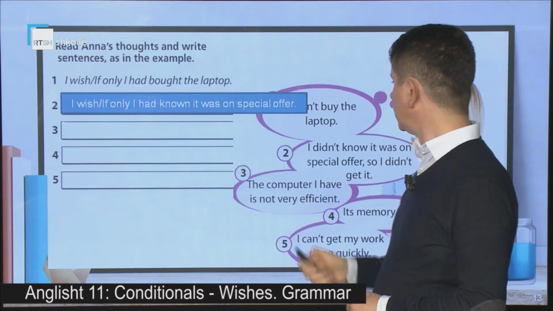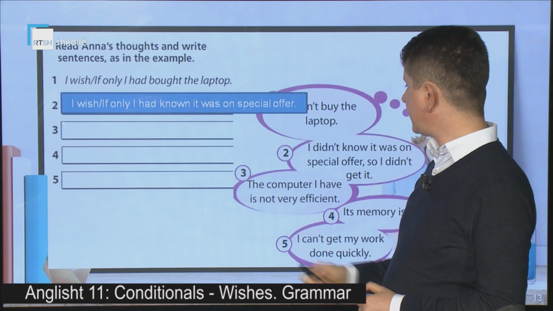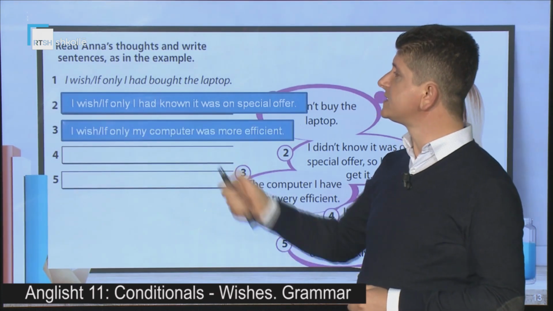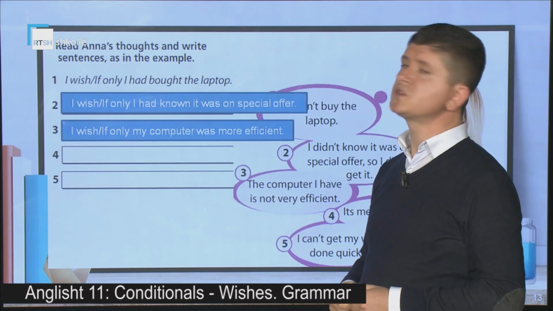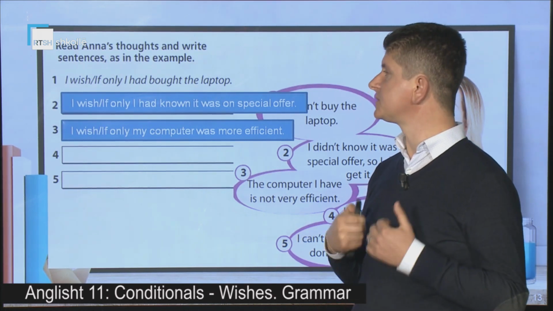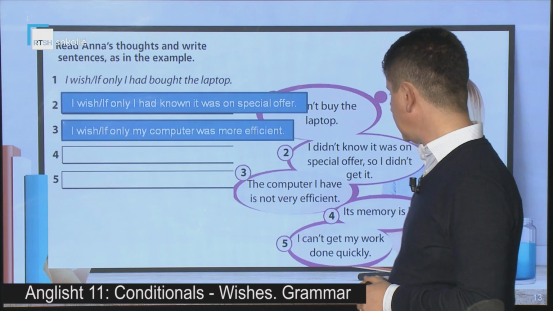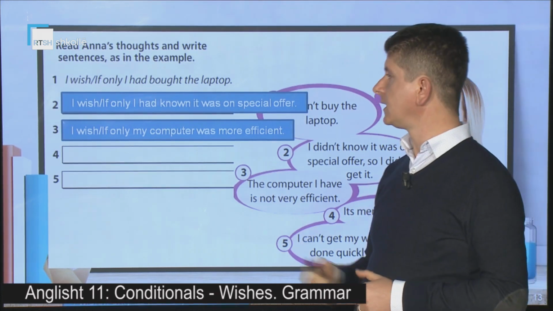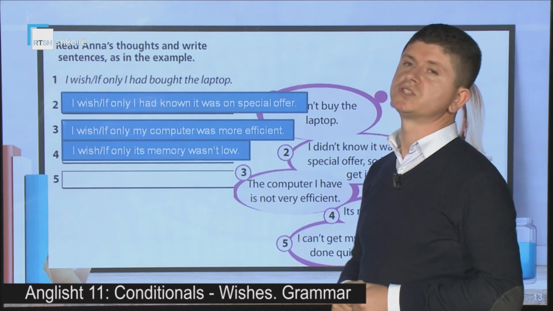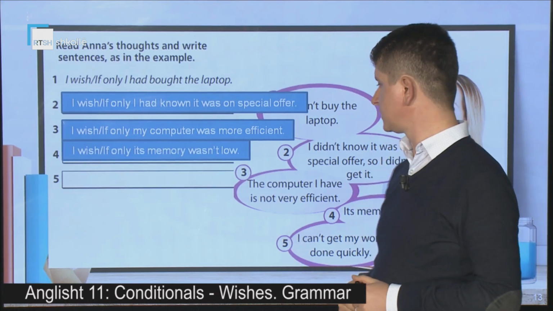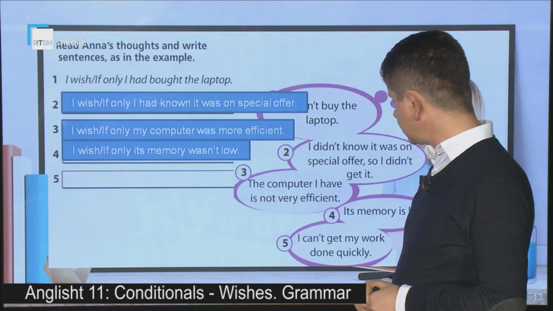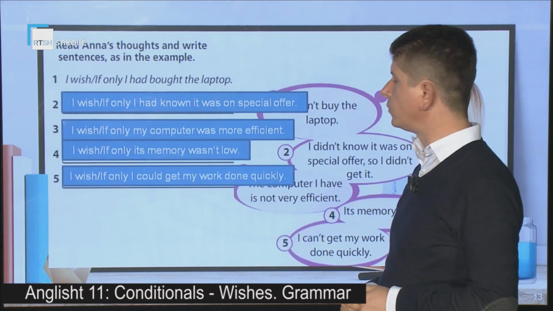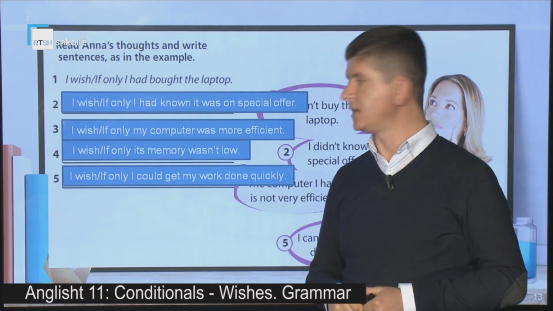She didn't know. The third example: "The computer I have is not very efficient." She's talking about the present now, and she says, "I wish my computer was more efficient." She's expressing her wish. The fourth sentence: "Its memory is low." "I wish its memory wasn't low." Again, she's expressing a wish. And the last example: "I can't get my work done quickly." "I wish, or if only, I could get my work done quickly." She's expressing another wish.